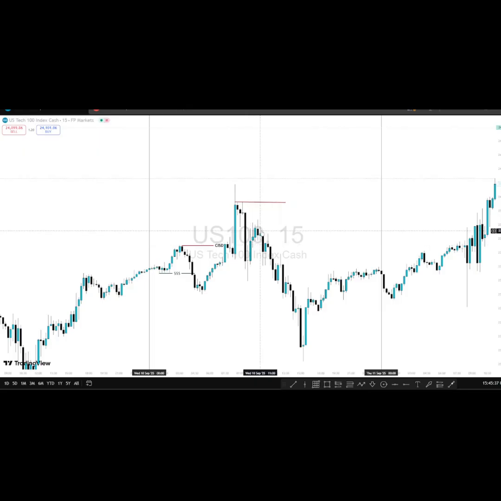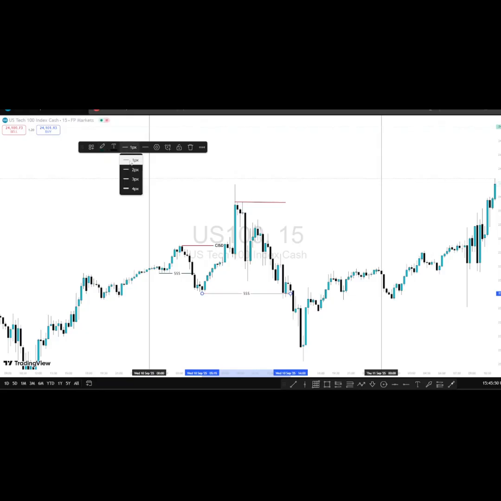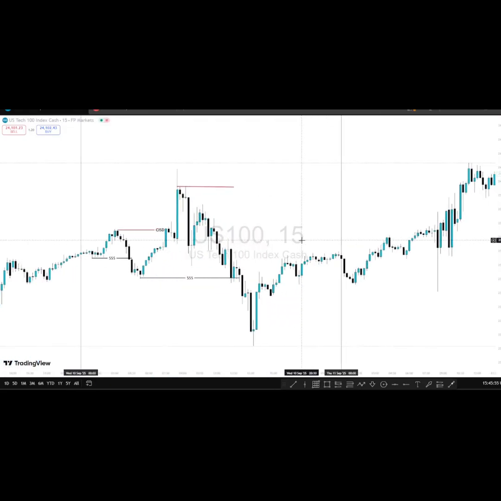So what did price do? Price continued to trade lower, and it swept this right here. So that is another sell side liquidity swept. So again, what do I do?